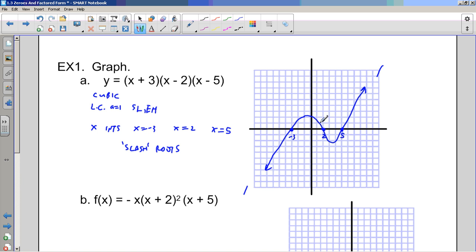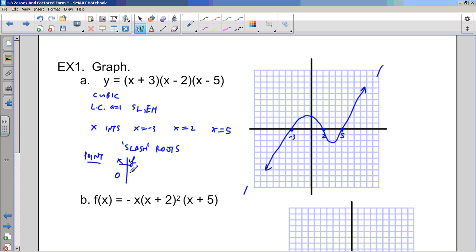So, how did I know how far to go up? Well, I didn't really. I just sort of drew it natural, and I'm going to worry about the scale on my y-axis in a second. And how I do that is I'm going to find another point, and then I can finish off my sketch. Well, what do I mean? Usually I like picking the y-intercept. That would be a nice point to know.